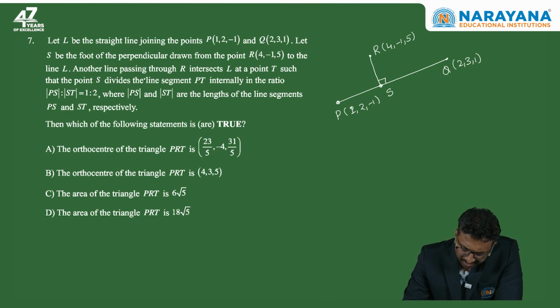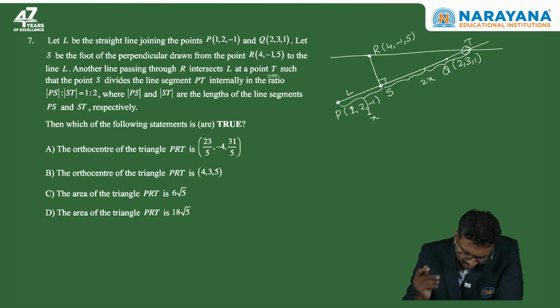Another line L passing through R intersects L at a point T such that PS is to ST is 1:2. So PS is to ST is 1:2. So this is the line that they are talking about. So a line through R is cutting the line L at a point T such that PS, this is to this, if this is x, this total is 2x. Which of the following statements are correct?